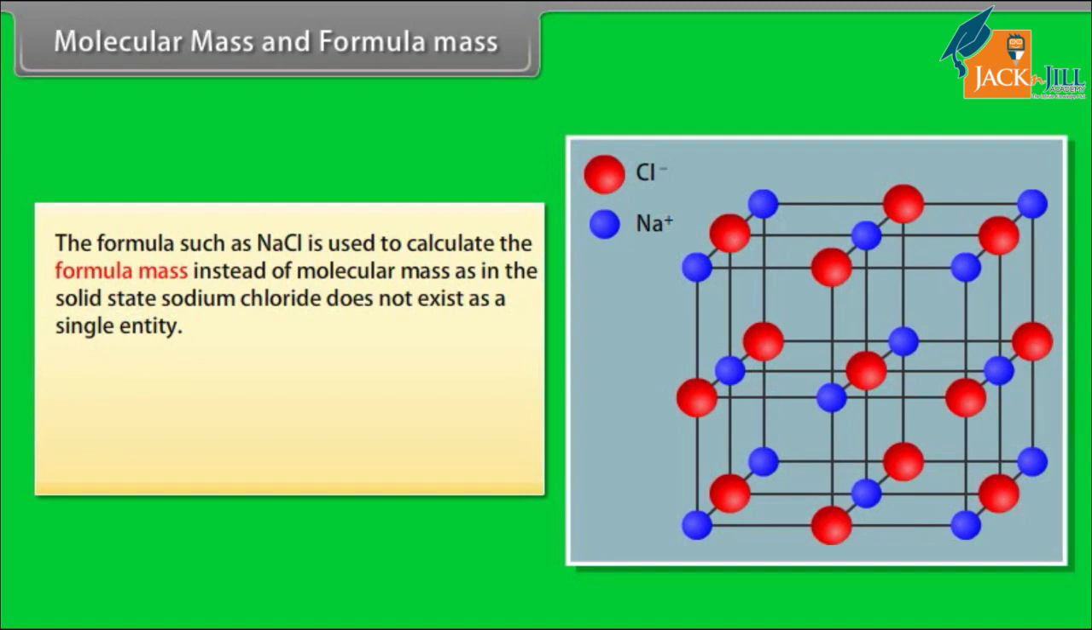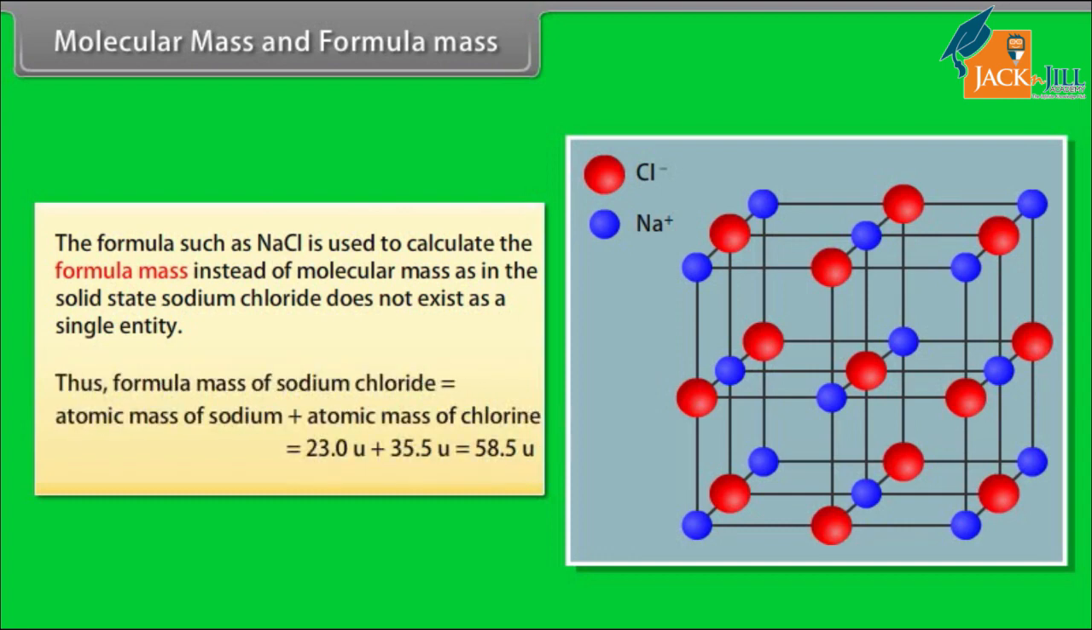solid state sodium chloride does not exist as a single entity. Thus, formula mass of sodium chloride is equal to atomic mass of sodium plus atomic mass of chlorine, which is equal to 23.0 u plus 35.5 u, which is equal to 58.5 u.